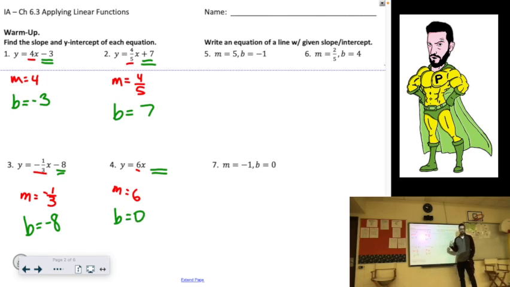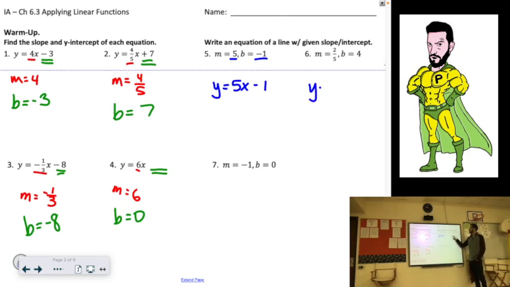Now they're going to give us the m and b, and we need to put that into slope-intercept form. So it says the slope is 5, the y-intercept is -1. That would be y equals 5x. You could say plus -1, but let's just say -1. That's typically how you'll see it anyway.